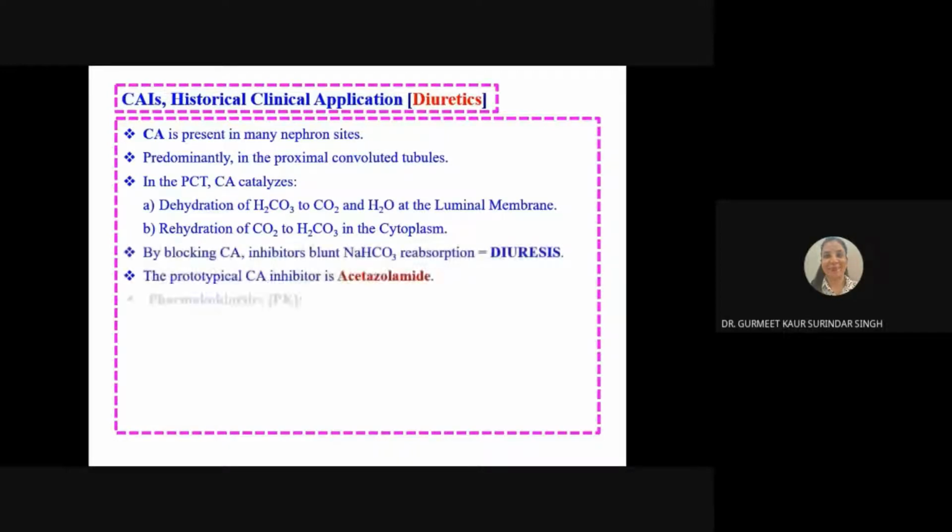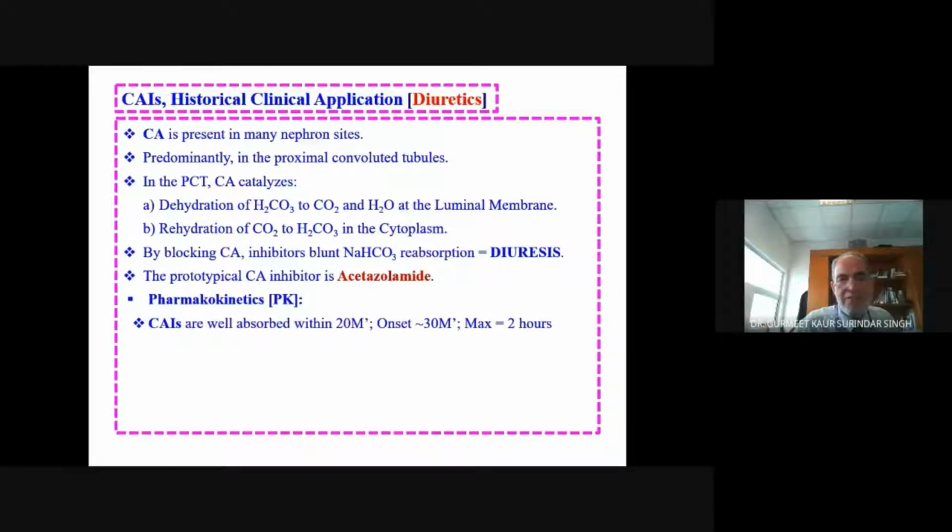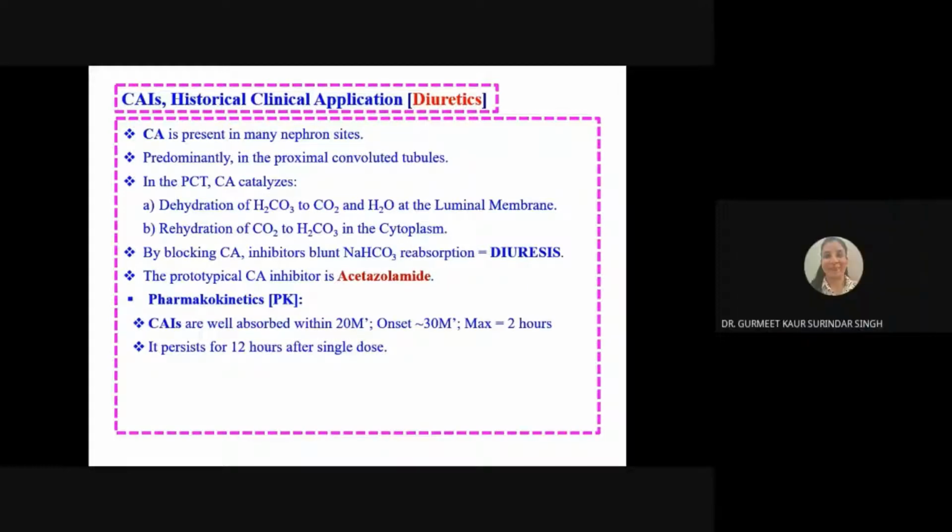diuretic agents. So acetazolamide is the prototype or the model diuretic drug. And from the pharmacokinetic point of view, we could find that its efficacy and absorbance is good enough, and it acts for about 12 hours in a single dose.